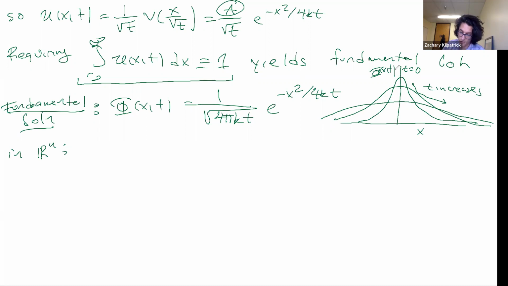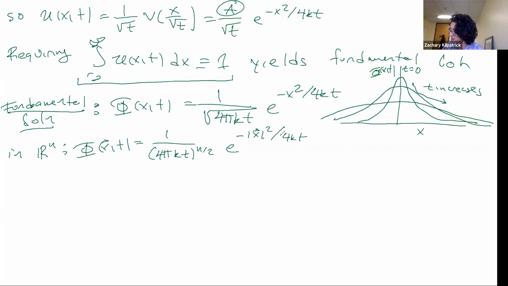In R^n, the procedure is similar, but now we have a vector argument in x. And in this case, we have that the exponential is in the magnitude squared of x divided by 4kt.